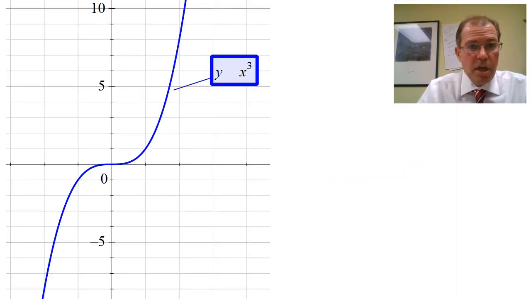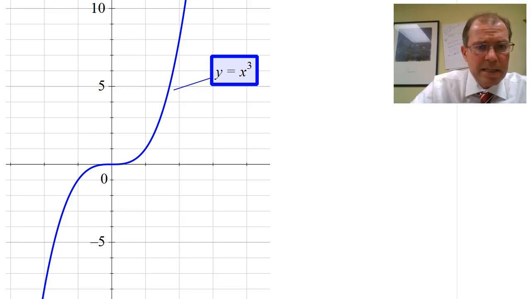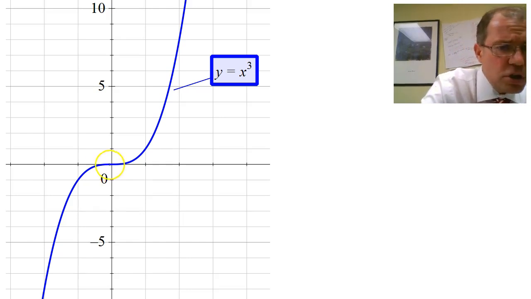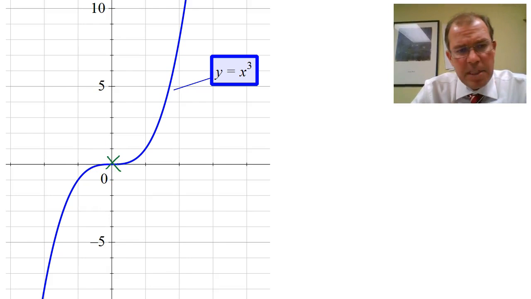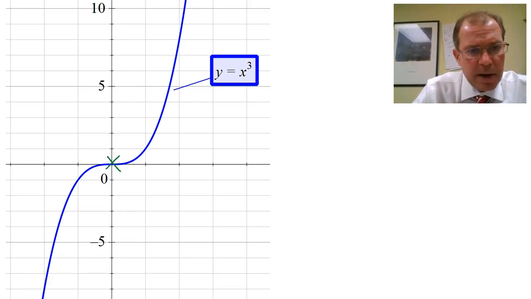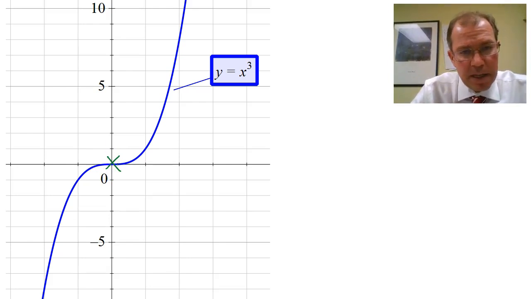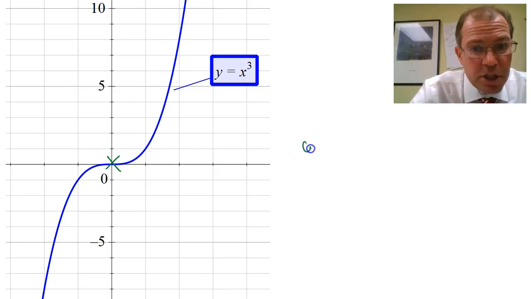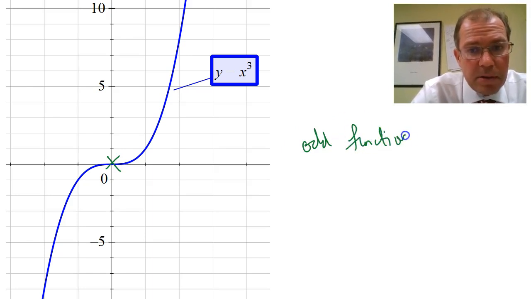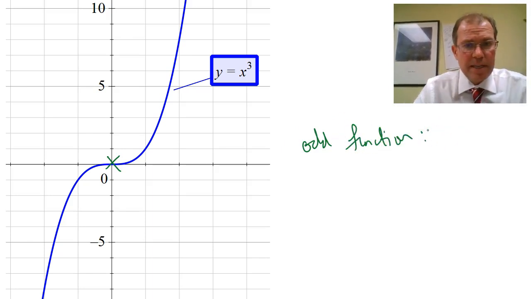And here's an odd function, and you can see this has symmetry as well. It has rotational symmetry of order 2 about the origin. That means if I turn it around 180 degrees about the origin, it fits onto itself, and then I turn it around another 180 degrees, I get back to the start. So an odd function has rotational symmetry of order 2 about the origin. I'll just write that down for you.